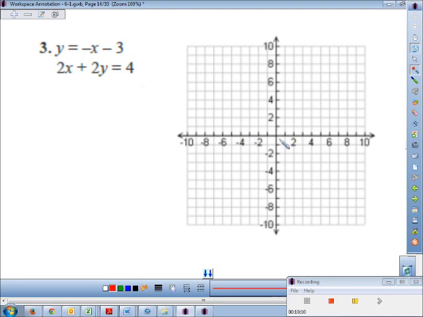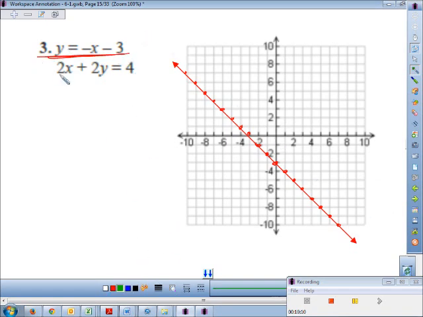Let's graph it. Slope y-intercept of negative 3, slope negative 1. Put as many points as you possibly can on there. And I might move a little fast for you. You can always pause the video, but there's the first line right here.